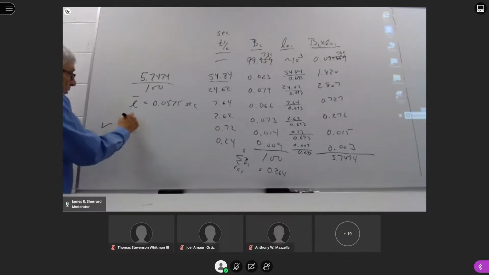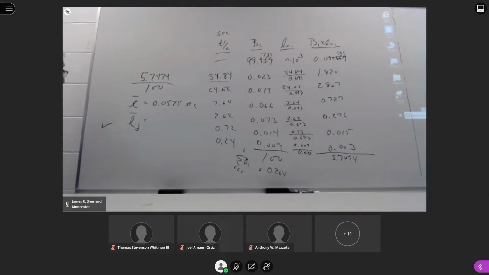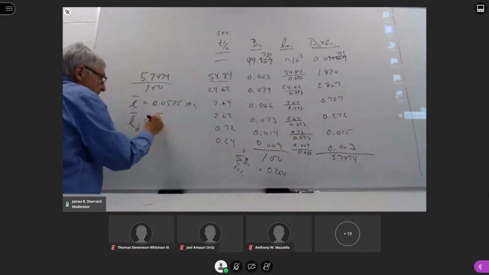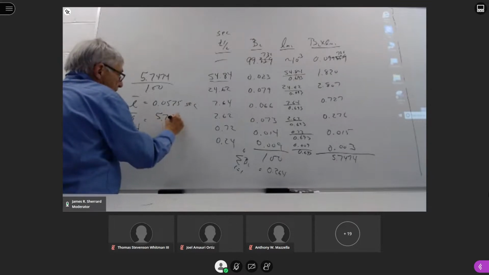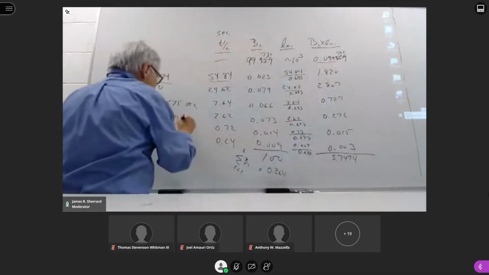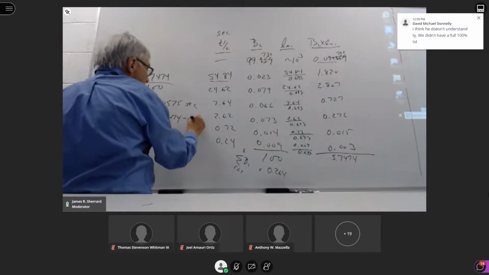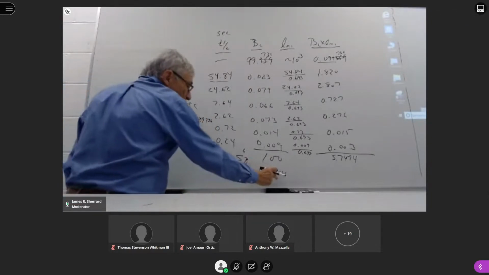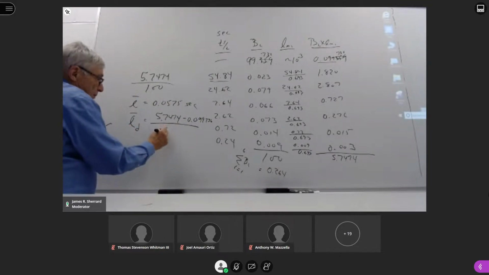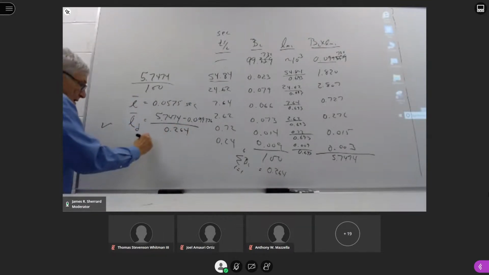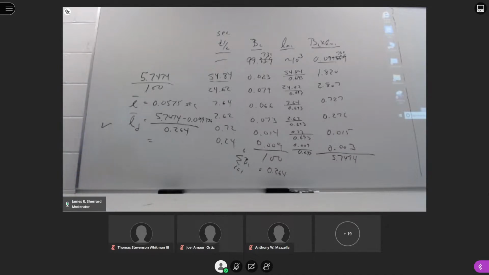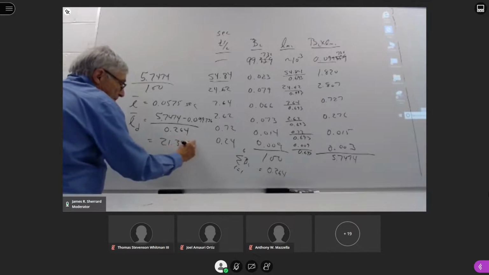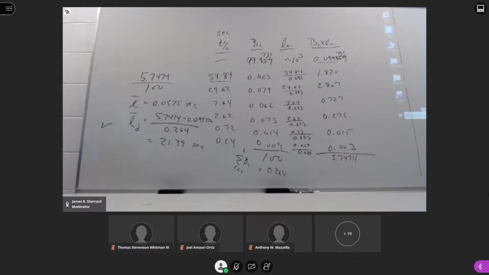When you go to find the L bar for the delayed group, we're going to have to take this number, subtract this number, and then divide by the total number of betas that are just the delayed group to come up with that value, and I had that value come out to be this. So the delayed group, when you consider all 6, is very lengthy compared to the overall.